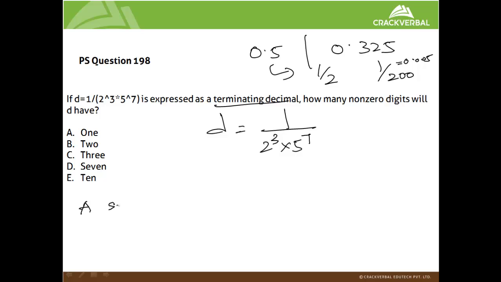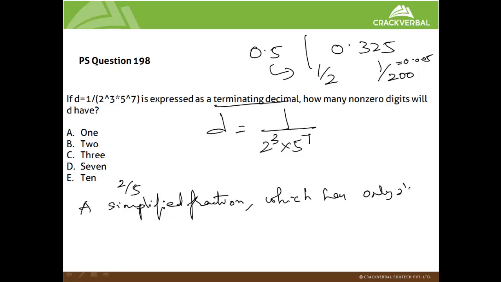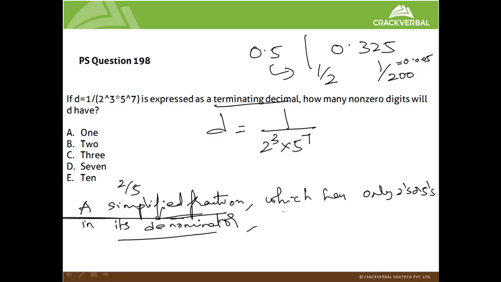A simplified fraction means a fraction that cannot be further simplified to its lowest form. A fraction in its simplified form is called a simplified fraction, like 2 by 5. You cannot further simplify it, right? It is already in its simplest form. A simplified fraction which has only 2's or 5's in its denominator is called a terminating fraction. Simplified fraction is very important.